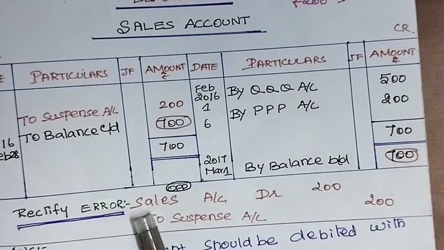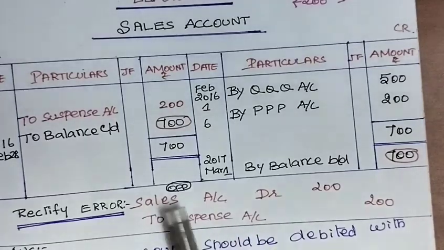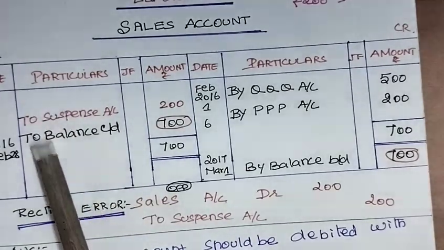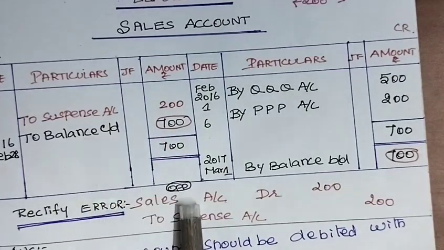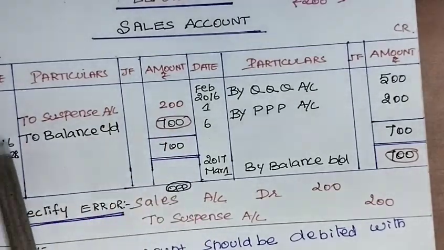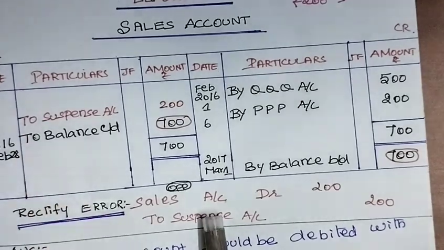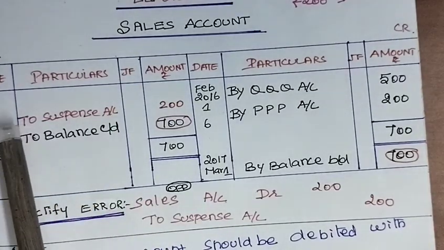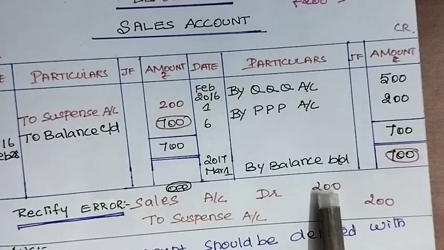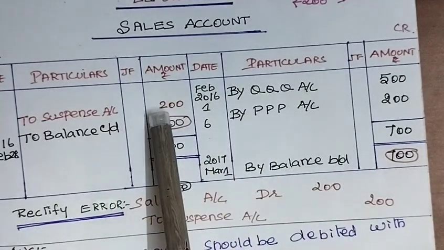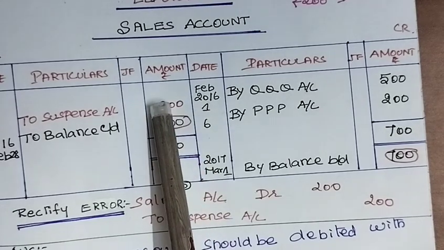So where does the sales account show? On the debit side. So on the ledger account, you go to where the sales account is, the debit side. Which is the opposite account from the sales account? Suspense account. You should write to suspense account. How much increased? 200 rupees over cost. So you should write 200 rupees here. Okay, entered.